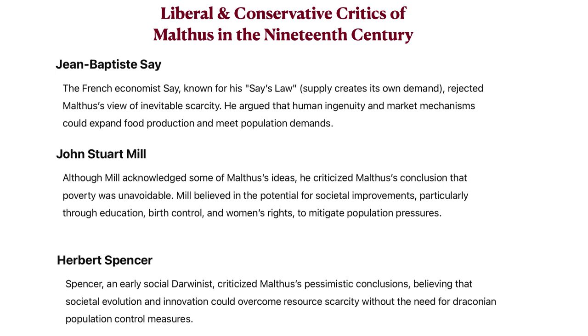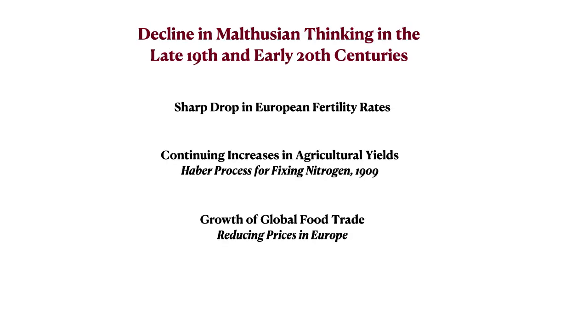I'm not going to spend much time on this slide, but John Stuart Mill, who was the most prominent liberal thinker in 19th century Britain, wrote a famous book on liberty. But anyway, Mill acknowledged some of Malthus's ideas, but he criticized his conclusion that poverty was unavoidable, because Mill, like other liberals, believed in the potential for social improvement, particularly through education, birth control, and women's rights. So this birth control was not something that Malthus was willing to countenance, but liberals like John Stuart Mill certainly were, and thought that could really change the dynamics, as was indeed the case.